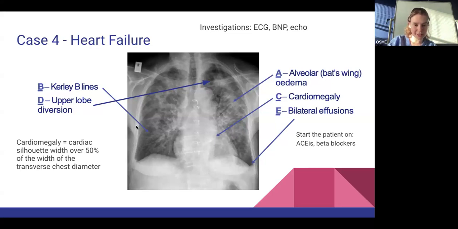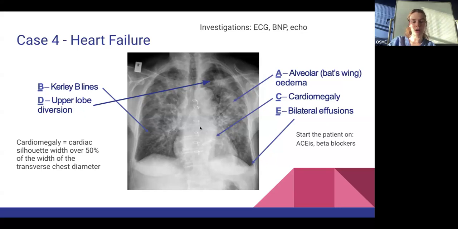But if you look at the chest wall, particularly towards the bottom, and then look for these horizontal lines, these really small, thin ones that kind of protrude straight out. I don't know if you can see very well, but that is a curly B line. There's one here as well. And that's a really good indicator of heart failure. There's no real other reason for that.